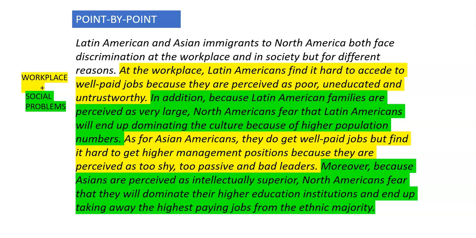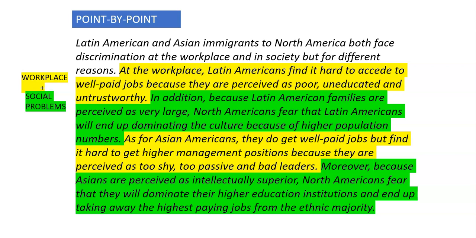So as you can see, at the workplace, Latin Americans find it hard to accede to well-paid jobs because they are perceived as poor, uneducated, and untrustworthy. And right afterwards, I am going to list the social problem that Latin American families face. So in addition, because Latin American families are perceived as very large, North Americans fear that Latin Americans will end up dominating the culture because of higher population numbers.